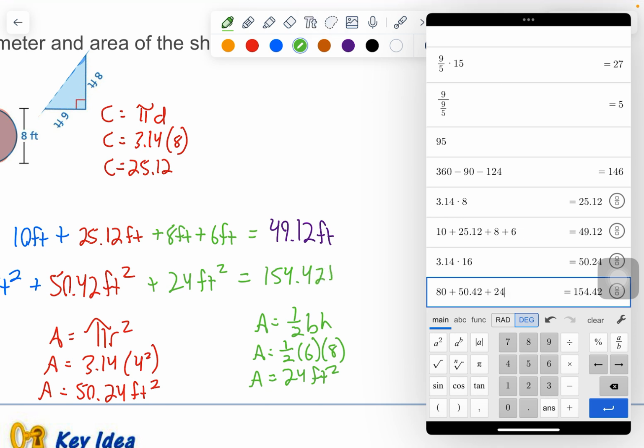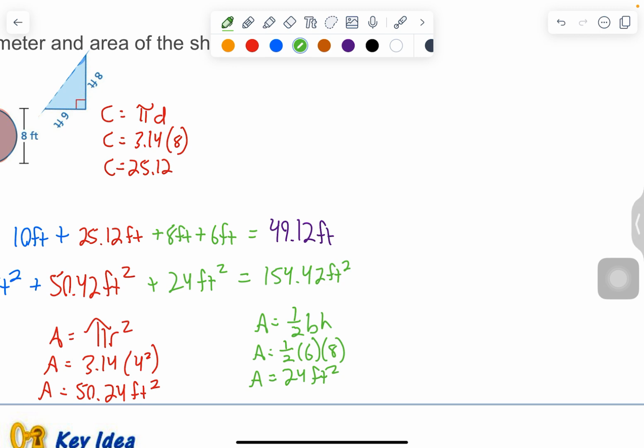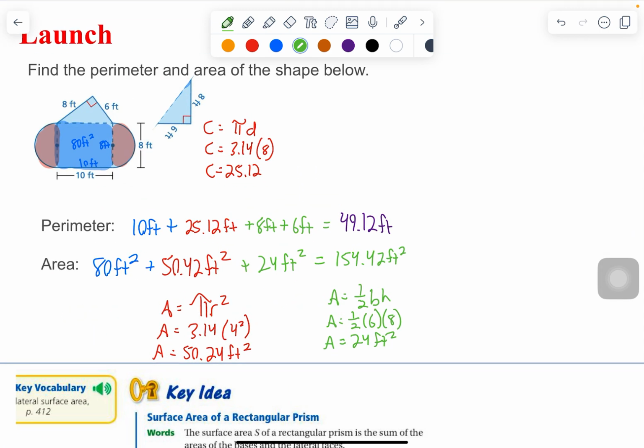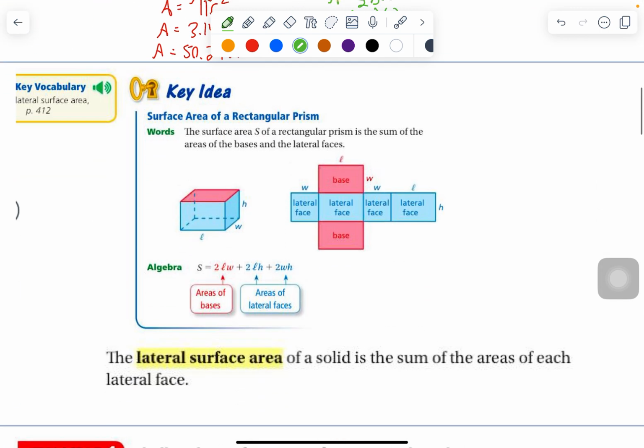Okay, moving on to our lesson for today. Good little review question there. Go ahead and take a minute to silent read this slide, the key ideas, and I'll go over a couple things here in a minute.